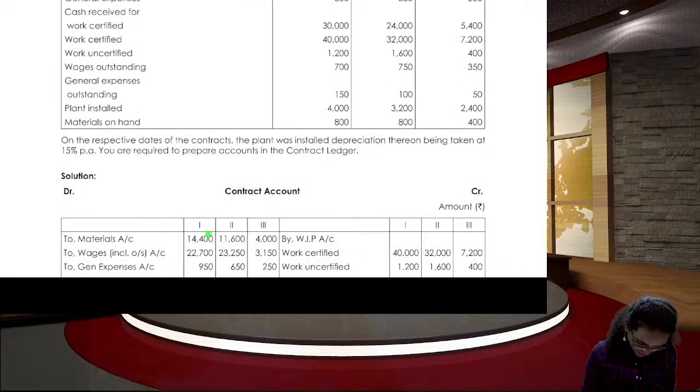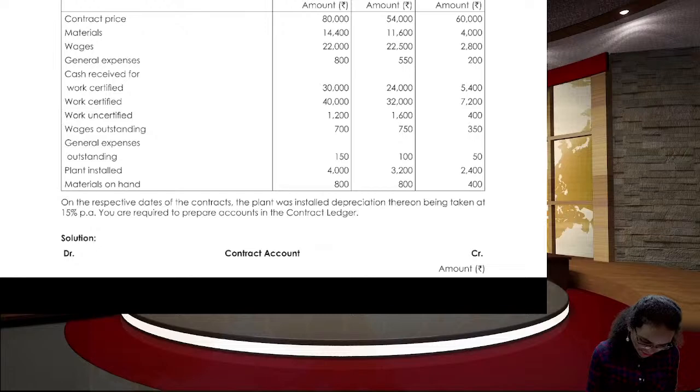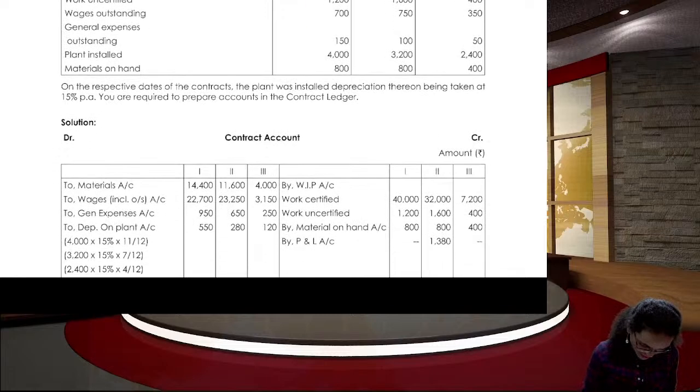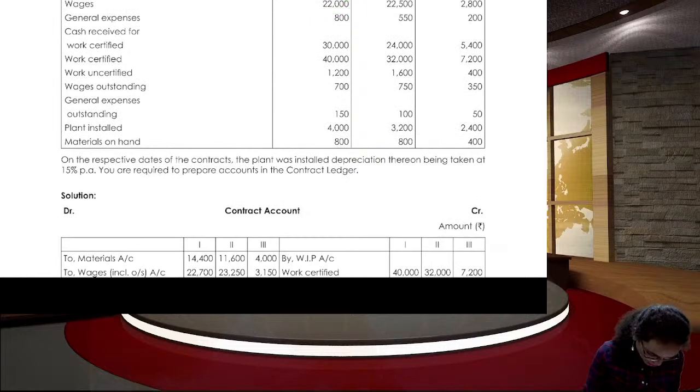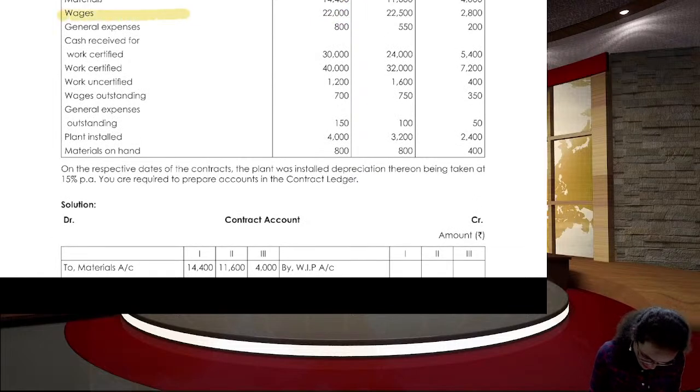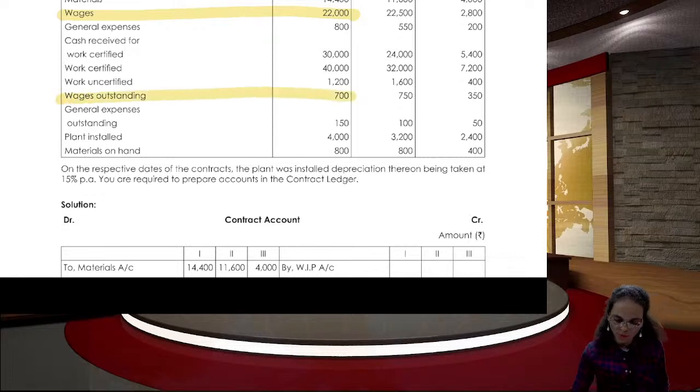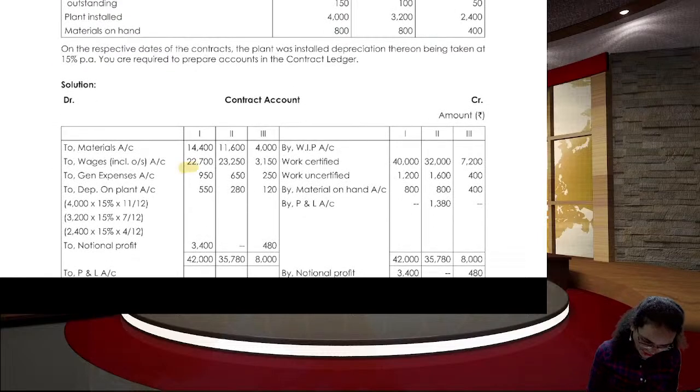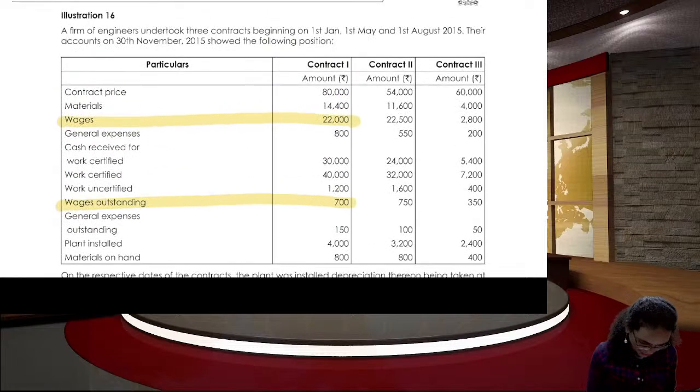Material 14,400, wages 22,000, but here we have outstanding wages. This is the amount, and we have outstanding wages. You take both together, 22,000 plus 700, that is 22,700 is the wages amount. Material we have taken, wages also we have taken.